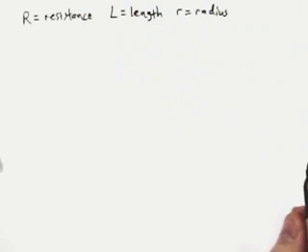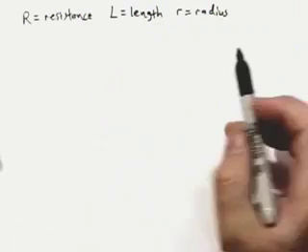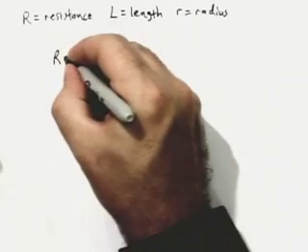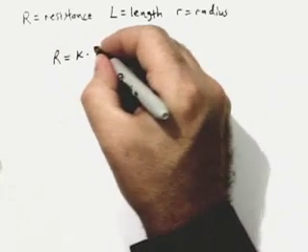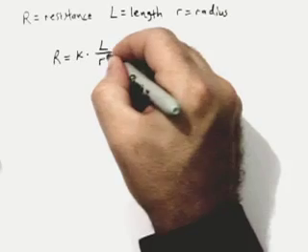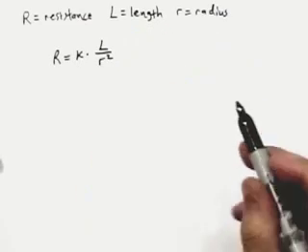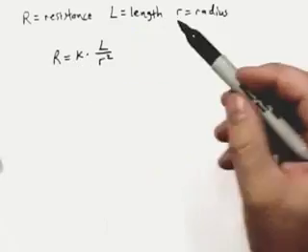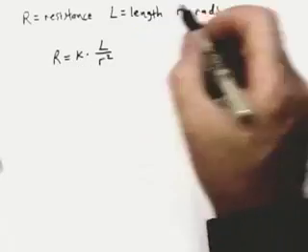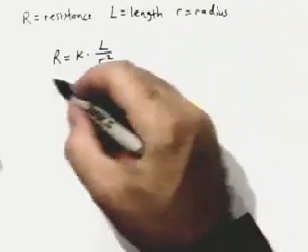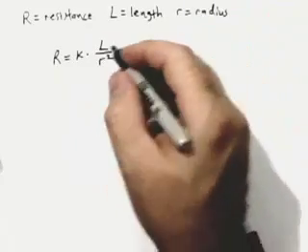Because the resistance varies directly with the length L and inversely with the square of the radius, we can write capital R is equal to K times capital L over little r squared, where K is our constant of proportionality. To find the value of K, we'll use our given values for capital R, capital L, and little r, and plug them into our equation and solve for K.